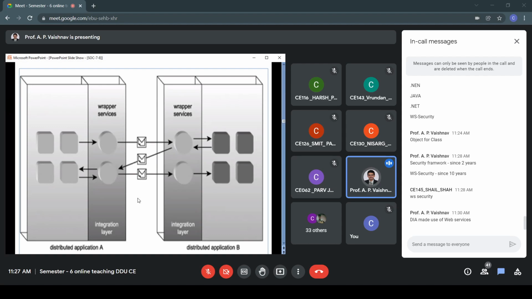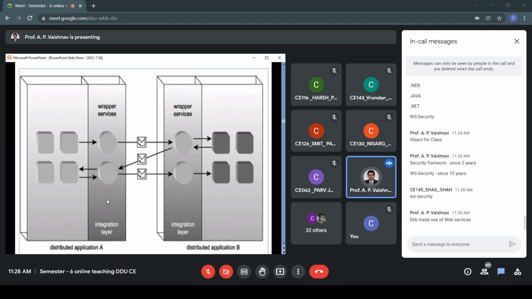Yes, I'll again repeat the question. Can I say that I'm going to rewrite the components so that they become web services, or I'm just wrapping up existing components as they are? What are we doing? First or second?